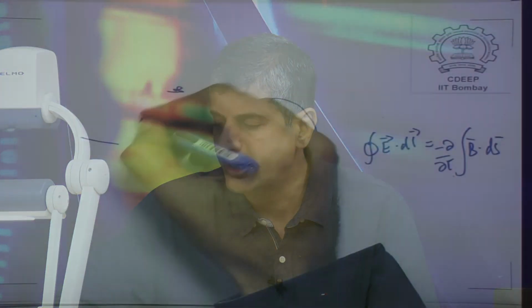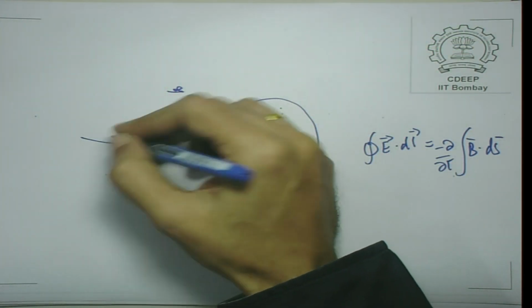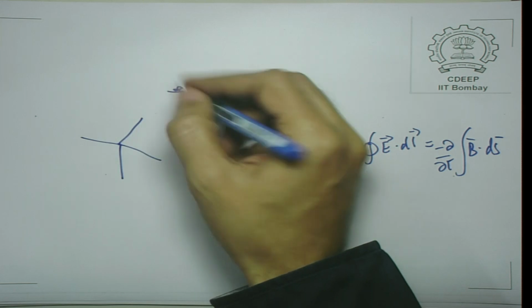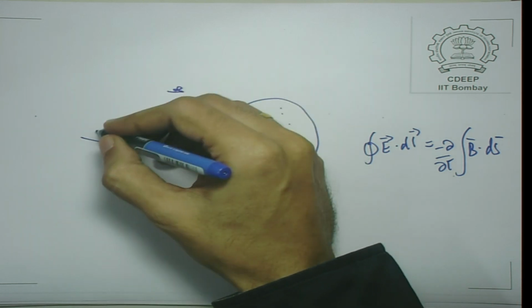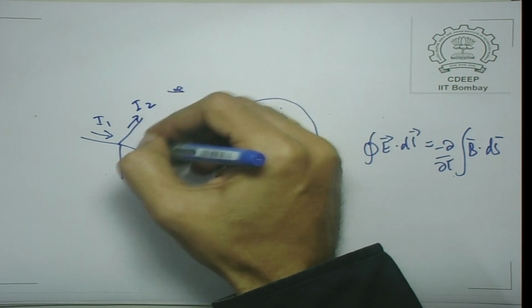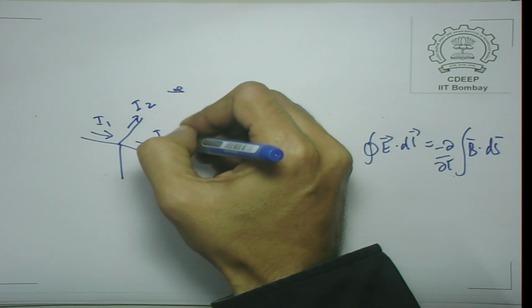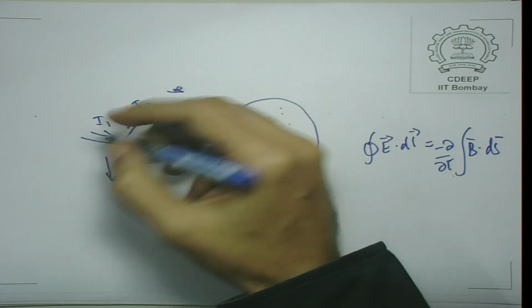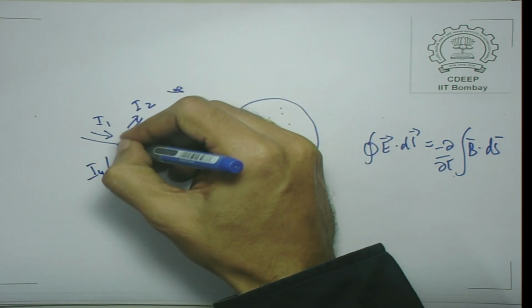So, again, if you are talking of current flow only in tubes, say the conductors, let us say outside there is no current flow, but there is a current flowing in here and flowing out here, then you can show that I1 is equal to I2 plus I3 plus I4, because there is no charge build up here.